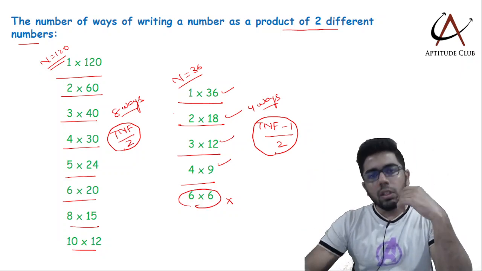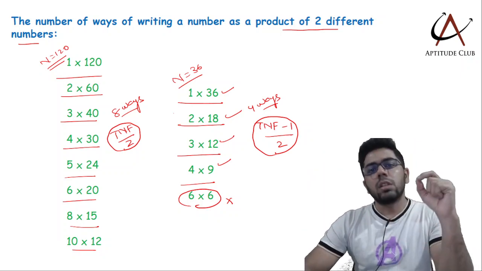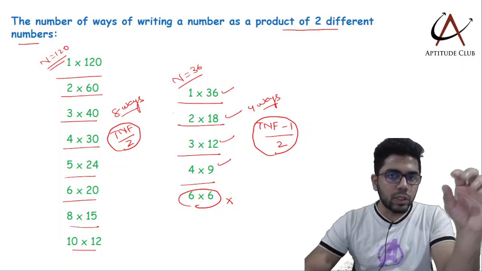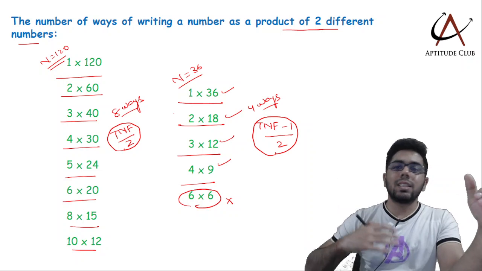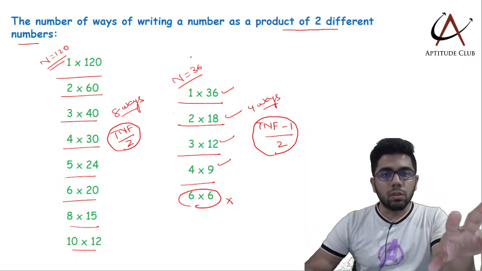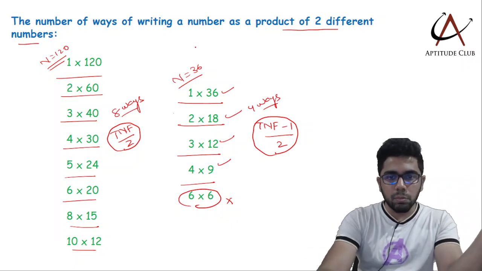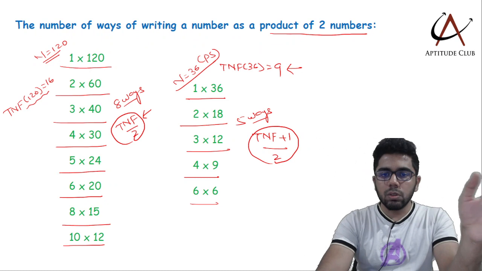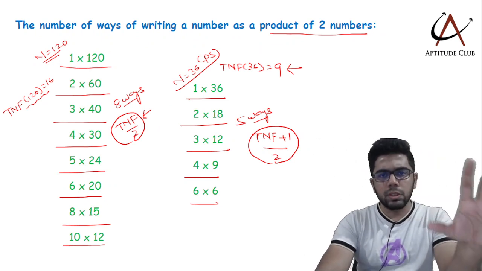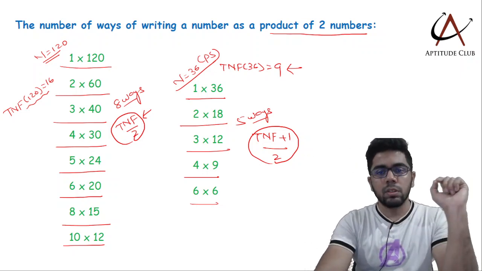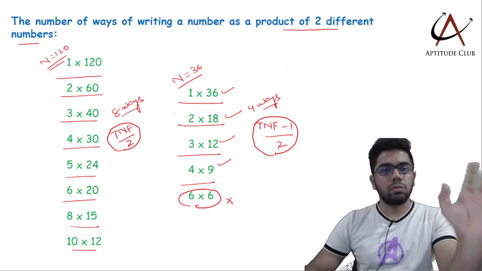Okay, so any normal number which is not a perfect square, the ways in which you can write it as a product of two numbers is always total number of factors by 2, because in all these cases they are distinct. But when it is a perfect square, then two types of formula come: either total number of factors plus 1 by 2, or total number of factors minus 1 by 2. When do you use plus 1 by 2? When it is a product of two numbers in general. But if it strictly says product of two different numbers, then total number of factors minus 1 by 2.